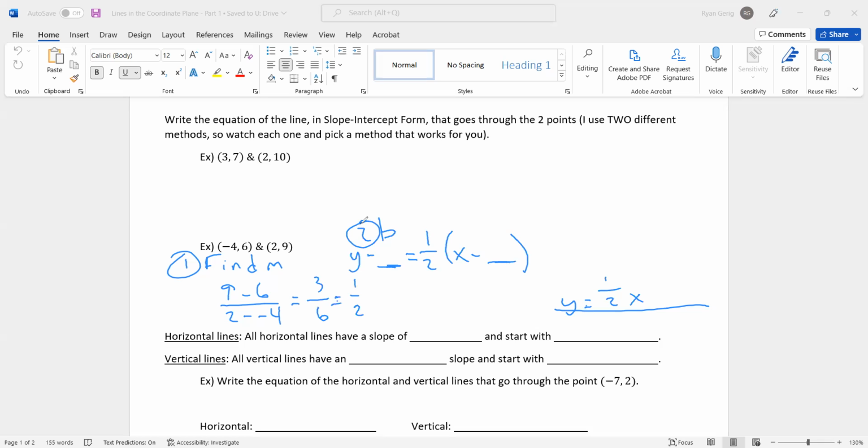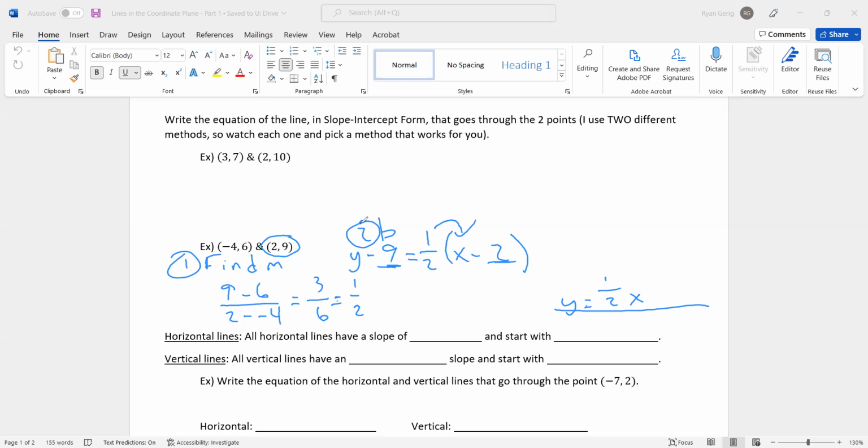So I'm going to choose the point that doesn't have a negative. If you had a negative, it wouldn't matter. You just got to be careful with that one. So the y value is 9, so I'm going to put 9 here. And the x value is 2. I'll put that there. Now I just got to solve that for y.